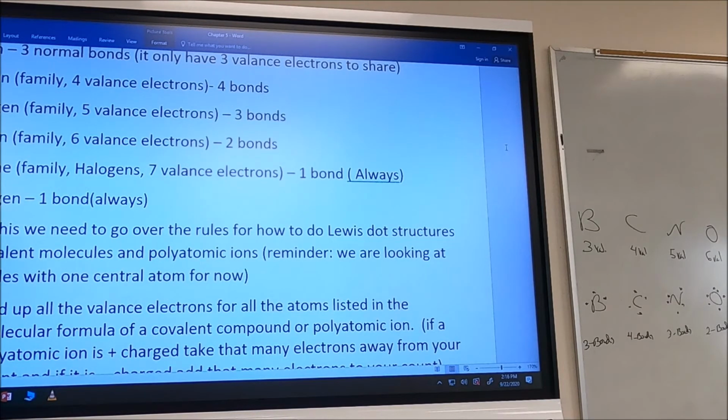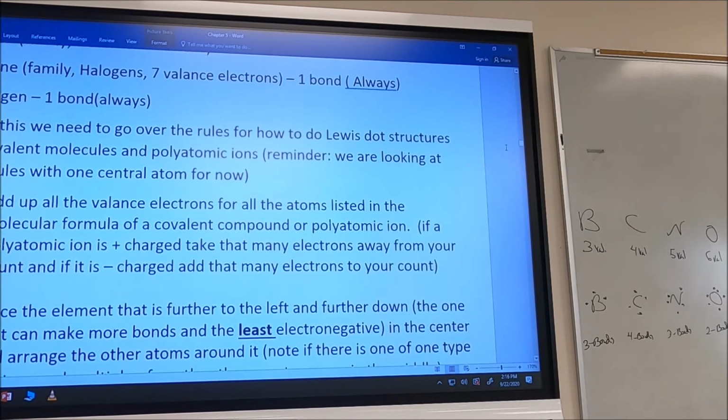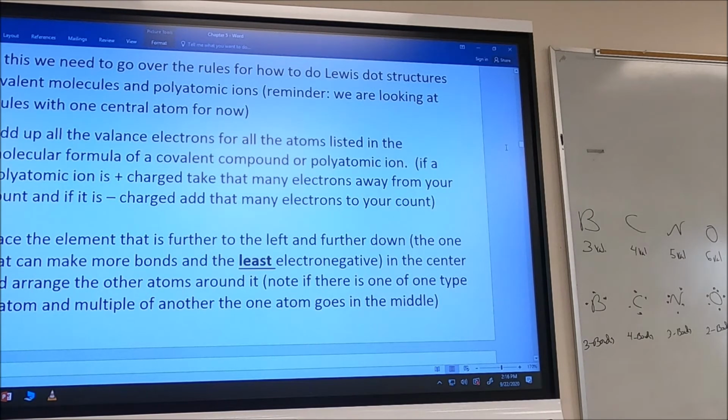Fluorine and hydrogen are never found between 2 other atoms in a compound. They're always going to be found on the outer edge of a molecule. They're never going to be found in the middle of a molecule. So let's go over how we're going to do a Lewis dot structure for a covalent molecule. And here are the rules. Add up all of the valence electrons for all of the atoms listed in the molecular formula of the covalent compound, or polyatomic ion. If it's a polyatomic ion and it's positively charged, take that many electrons away. If it's negatively charged, add that many electrons to your count.